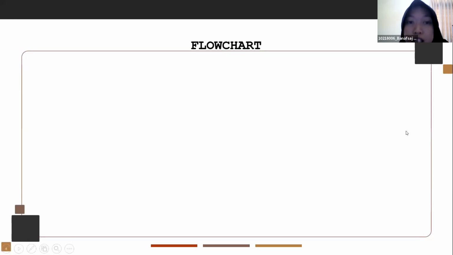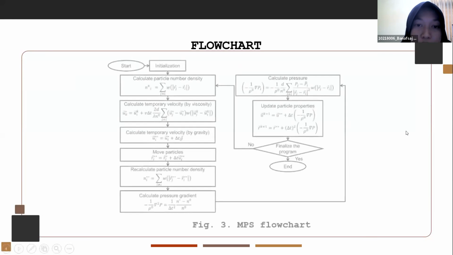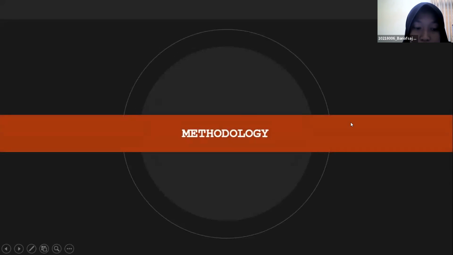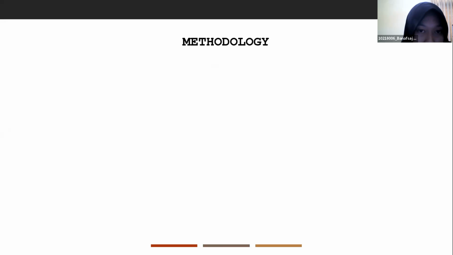Okay, next, flow chart for the MPS method. First, we start with an initialization and then calculations are carried out for several components. This calculation will be updated every time step for each particle. And then we finalize the program. Next, the methodology.